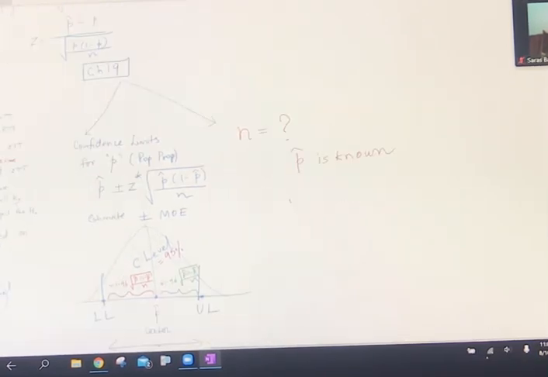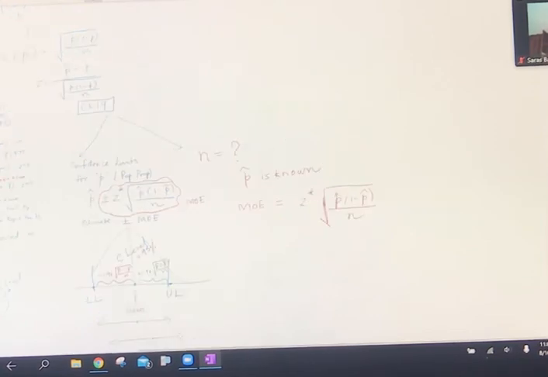The margin of error is the second component. This is what I call the margin of error. So the margin of error is z star times square root of p hat times 1 minus p hat over n.